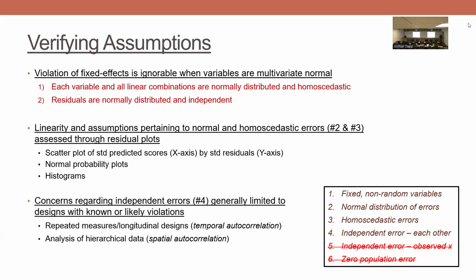This is generally limited to the type of design you've got. If you've got a repeated measure design, you're going to have probably temporal autocorrelation. You need to choose an analysis that accounts for that, right? If you've got data that has nested structure, you should know that, and you're going to have to switch over into something that accounts for some of that hierarchical structure.